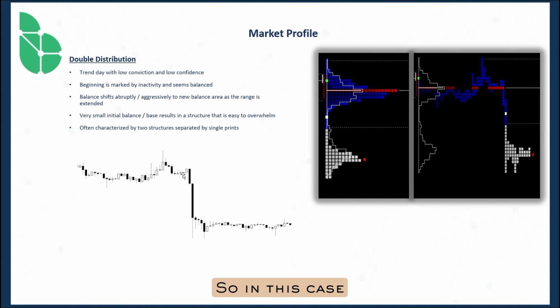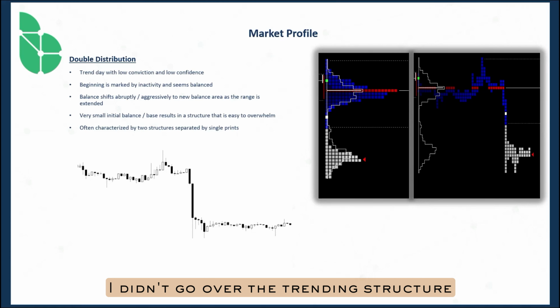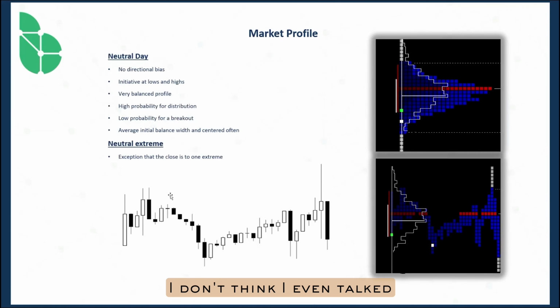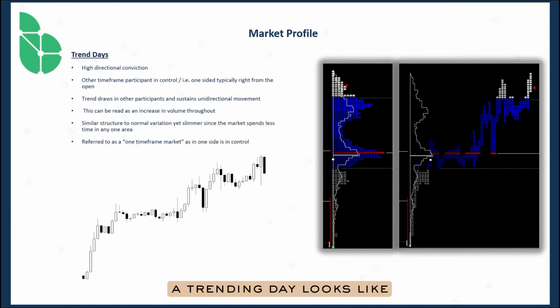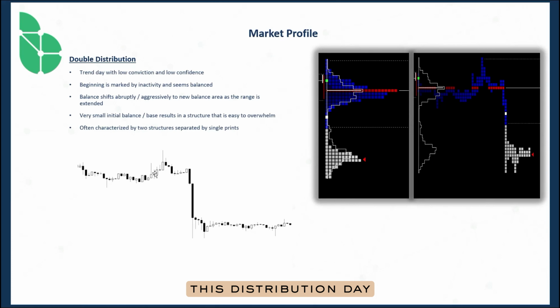So in this case, here's your structure, and I noticed I didn't go over the trending structure. I don't think I even talked about the neutral day candle profile, but you see what it looks like, right? So this is your neutral day. Everyone knows what a trending day looks like. But we're all, with crypto, familiar with what this double distribution day looks like, because sometimes it ends up resulting in a BART pattern where you get this swift breakdown. It's another area of balance that forms.